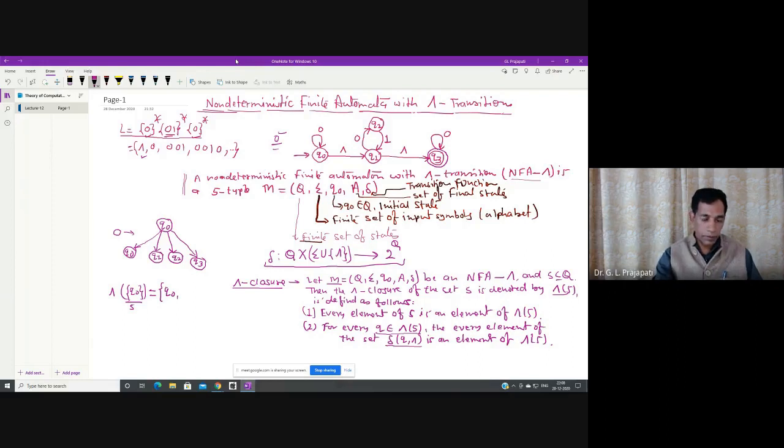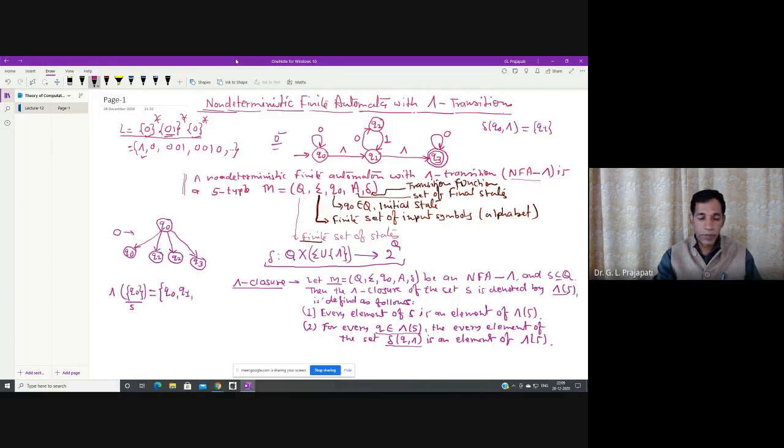This means, if you are at the Q0, is there some transition for the Q0 here? You have seen that you have the transition for the Q0, so you have to consider delta Q0 null. And you see that delta Q0 null is the Q1. You are going to the Q1. An element of this set is Q1, so every element of this set is also a member of the null closure of Q0. That means Q1 is a member of the set null closure of Q0.